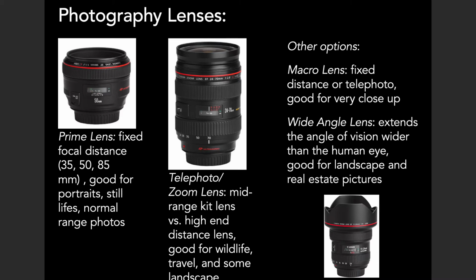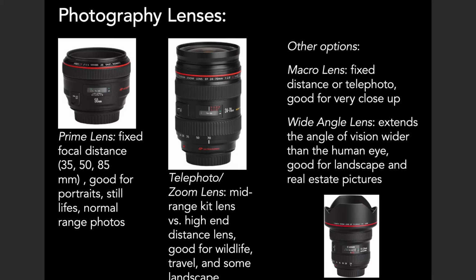And then a wide angle lens is another option. Wide angle lenses are usually telephoto lenses, but it basically just means that they extend the angle of vision wider than the human eye. So they include more in the photograph than you would normally include with a normal lens, or even than you can really see with your eyes. So you'll notice that on the end of the wide angle lens, it actually gets wider because it's including more.